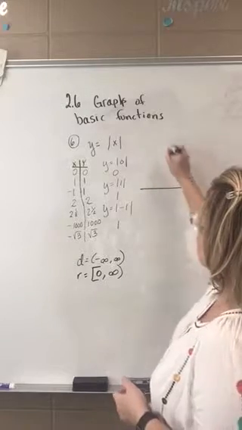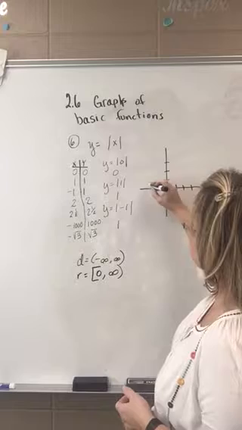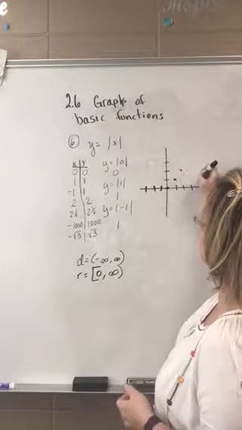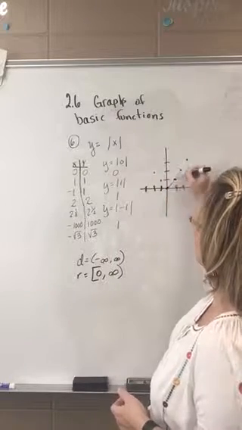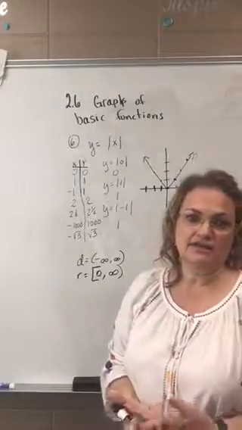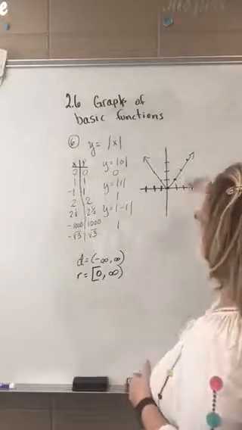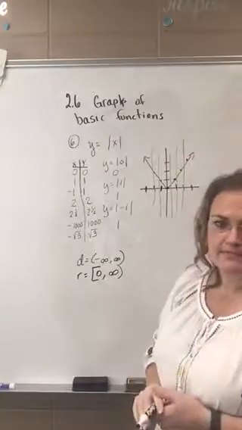When you plot some of these points, you'll see that you get a V shape. 0, 0, 1, 1, 2, 2, 3, 3, -1, 1, -2, 2. And it makes a V shape. So the absolute value of x always results in this V-shaped graph. And notice it is a function. No x is ever repeated.